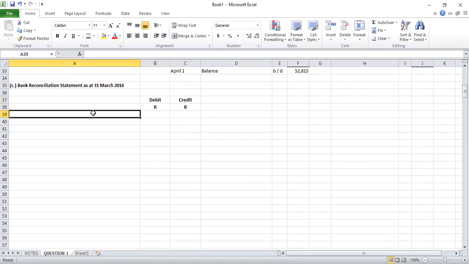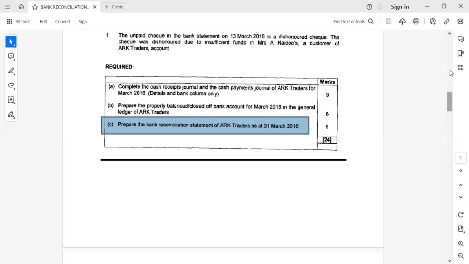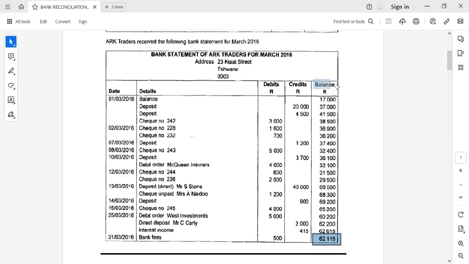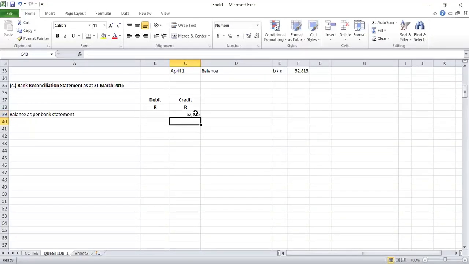Right. We'll start with our balance as per bank statement. The balance as per bank statement, you go to your bank statement and check what is the balance at the end of the period. If you can see, the closing balance on our bank statement was 62,115. This is the balance here. So the final balance, 62,115. That should be your balance. We record it on the credit side, unless told otherwise.